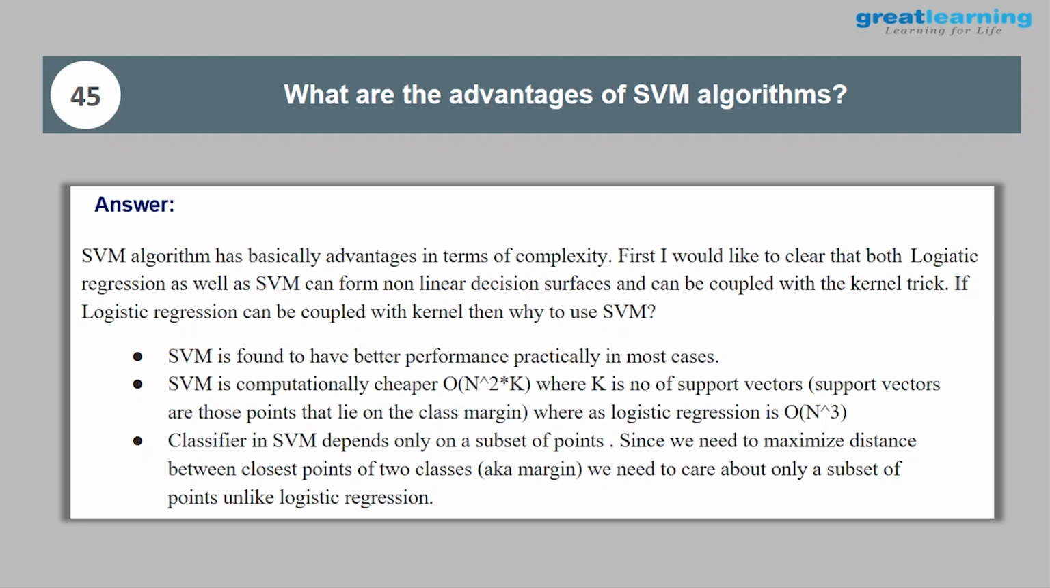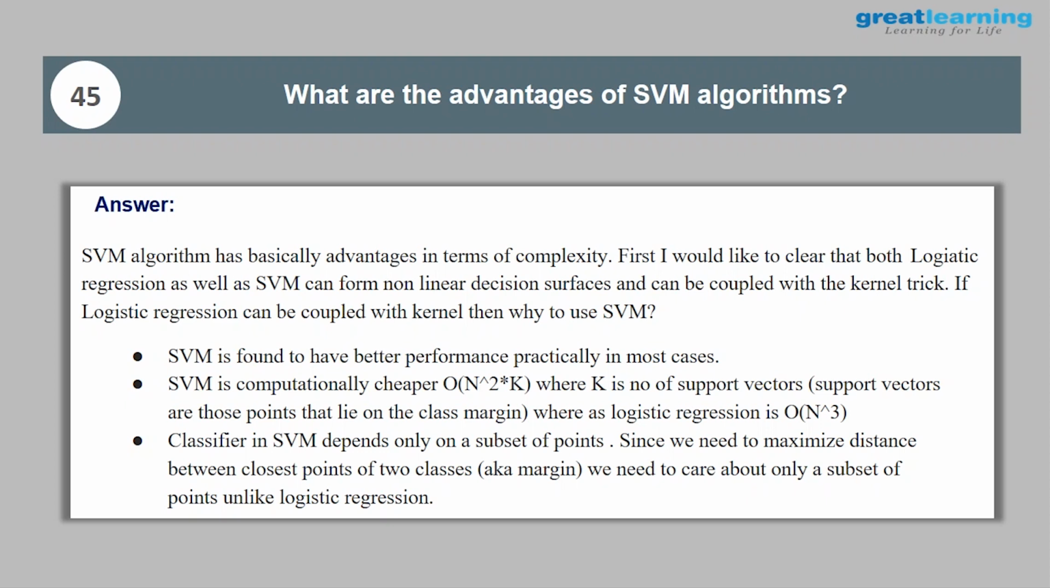First, I would like to clarify that both logistic regression as well as SVM can form a non-linear decision surface and can be coupled with the kernel trick. If logistic regression can be coupled with a kernel, then why use SVM? SVM is found to have better performance practically in most cases. SVM is computationally cheaper, O(n squared times k), where k is the number of support vectors, and support vectors are those points that lie on the class margin, whereas logistic regression is O(n to the power q).